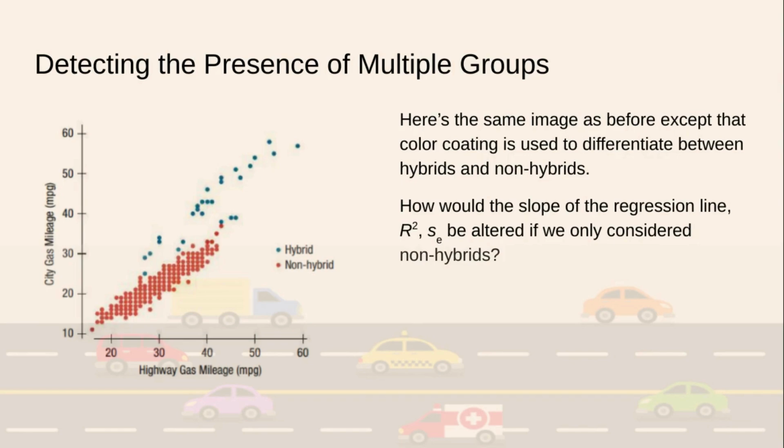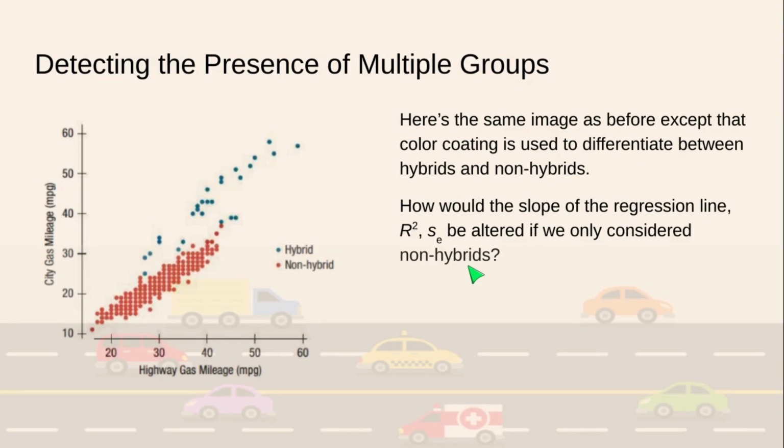So how would the slope of the regression line, the variation accounted for, and the standard error or typical residual size be altered if we only considered non-hybrids? So we took out all of the hybrids. What's going to change? Take a moment, think about it, and unpause the video when you are done and you want to see my answer.